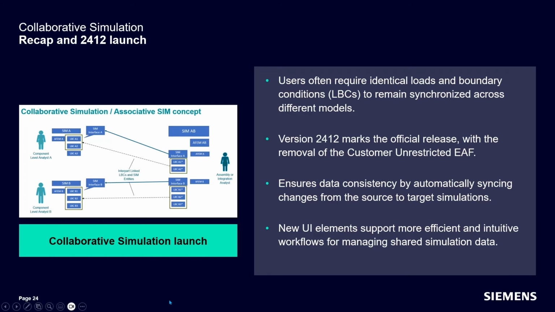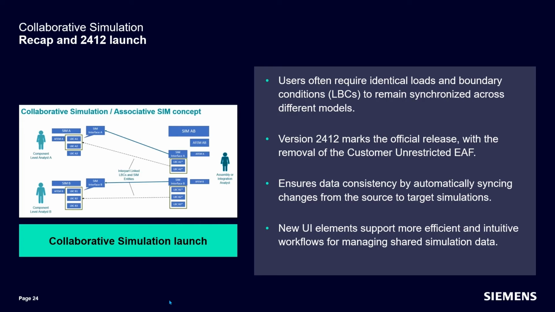So the next enhancement we have is the collaborative simulation. So collaborative simulation allows you to link simulation data, for example, loads, boundary conditions, and mesh settings across different simulation files. So what this ensures is that the consistency is maintained, and if any changes are made to the entities or simulation data, it automatically updates from source to target.